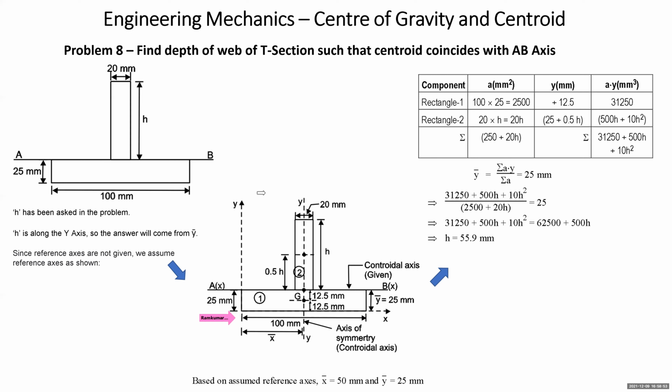That means this corner has been taken as the origin. So this is my reference axis x, this is reference axis y. Now you want to solve this problem for y bar. Why do you want to solve it for y bar? Because the unknown dimension is in the y direction. So now I am going to solve for y bar, and this is my reference axis x and this is the horizontal centroidal axis xx. So y bar is going to be this dimension 25. Y bar is the distance between the x reference axis and the xx centroidal axis.